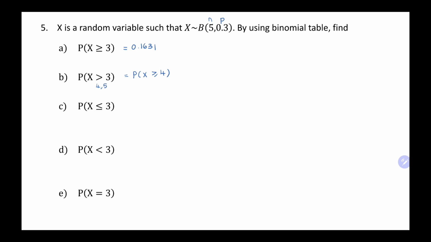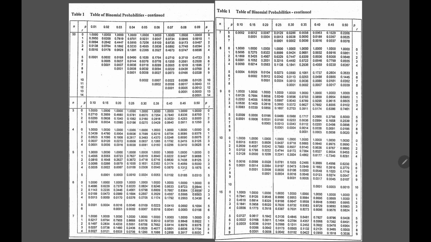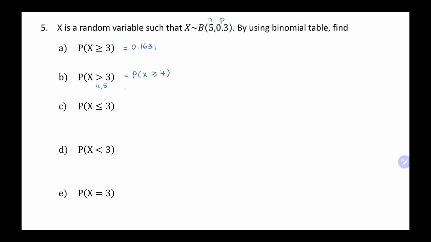Now we check table. R is 4. R is 4, so we get answer 0.0308, equals to 0.0308.